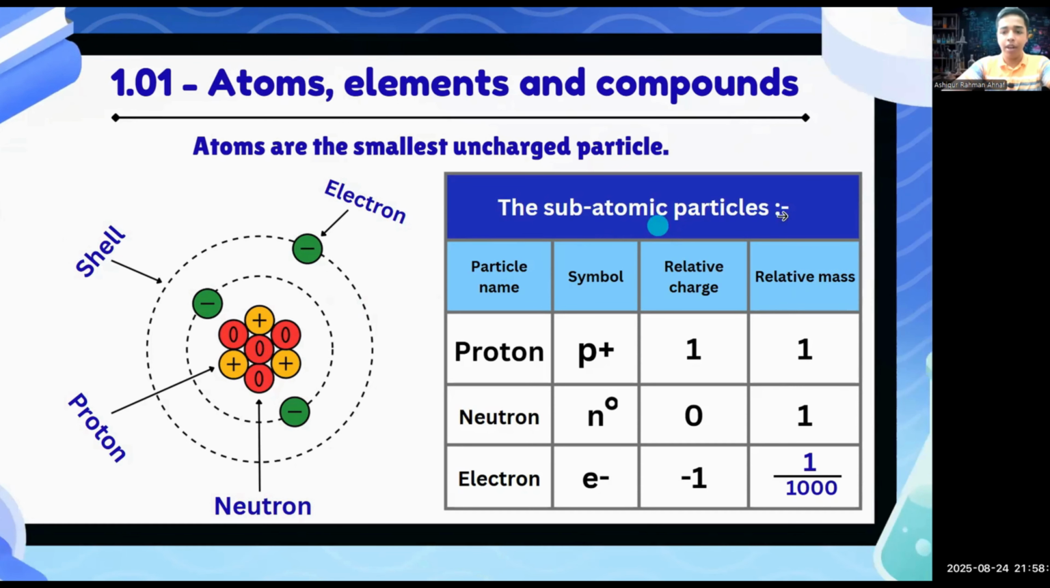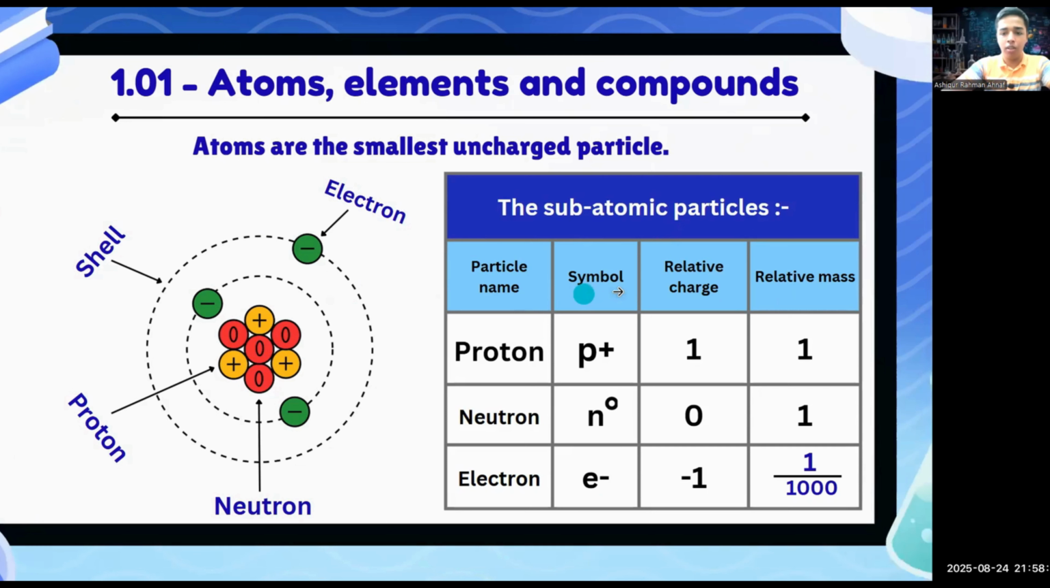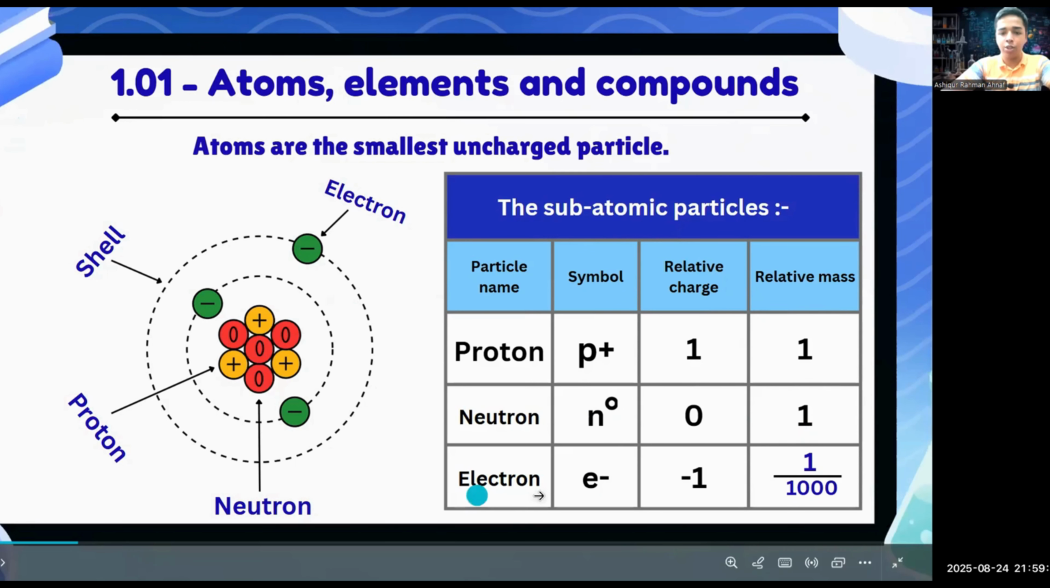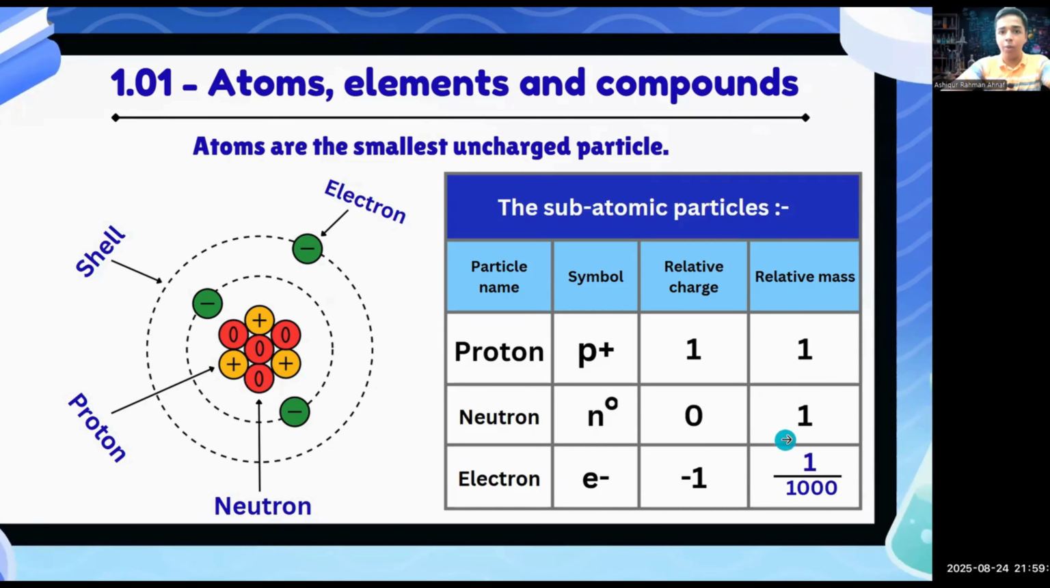The subatomic particles. Particle name, proton, symbol P+, relative charge 1, relative mass 1. Neutron, symbol n°, relative charge 0, relative mass 1. Electron, symbol E-, relative charge -1, relative mass 1 divided by 1000.